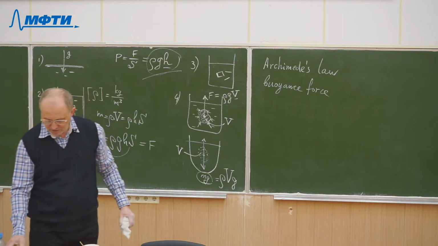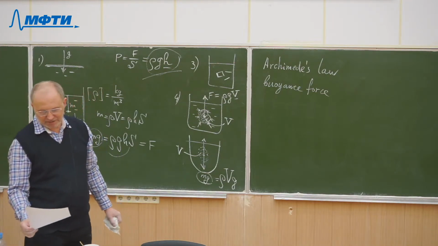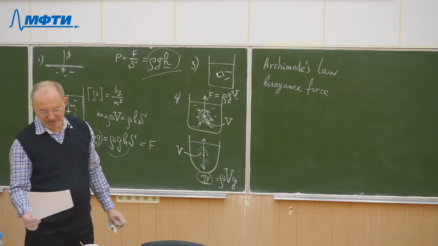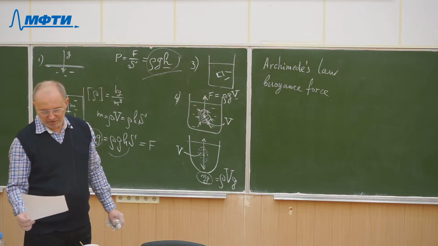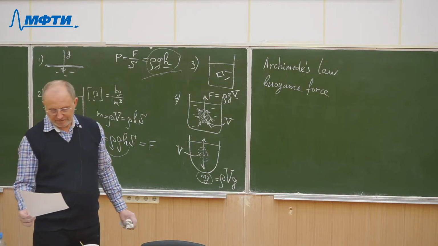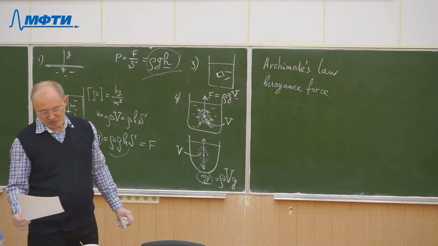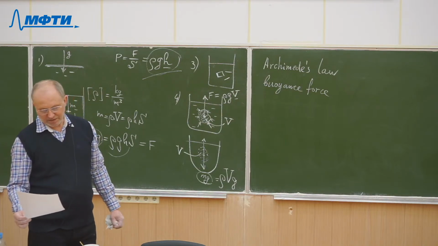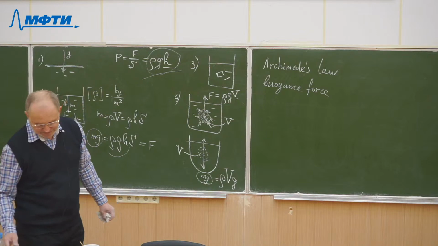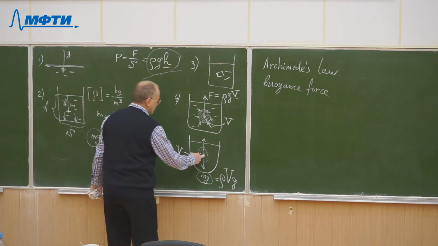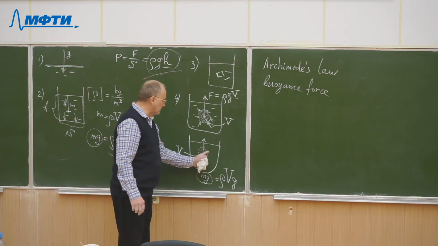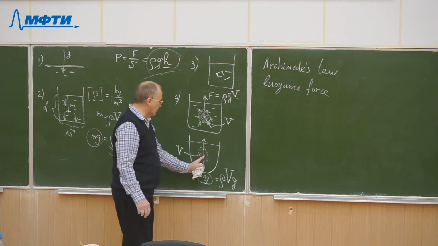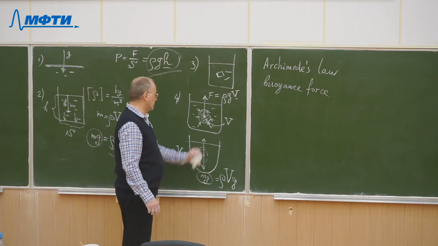What is the Archimedes law? A body submerged in a liquid experiences a buoyant force, acting on this immersed body, that is equal to the weight of the displaced liquid. And the buoyant force is directed vertically upwards and is applied at the center of gravity of this volume of liquid. The center of gravity of the volume of liquid is the point of application of the buoyant force.